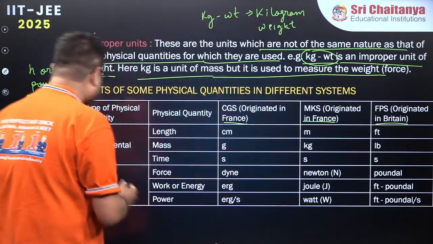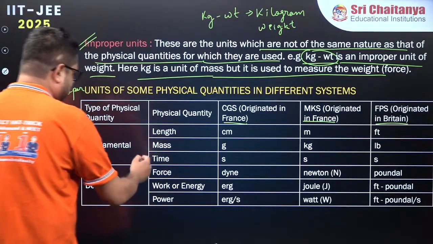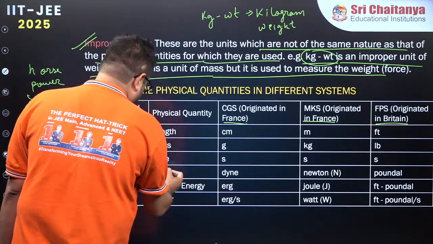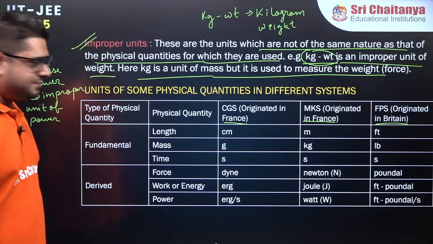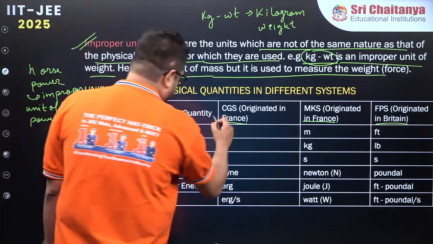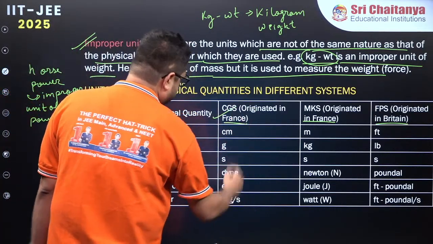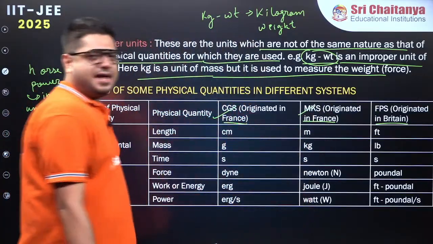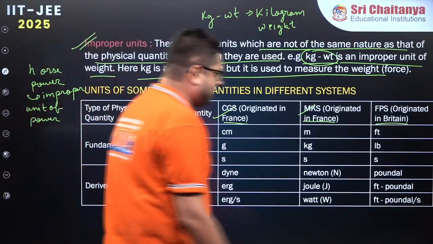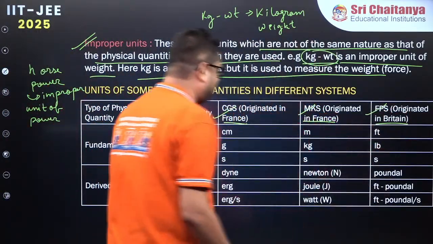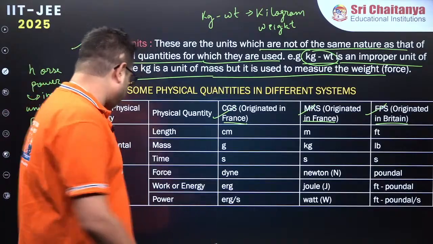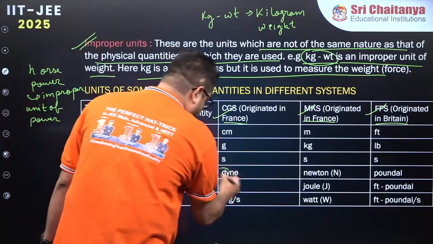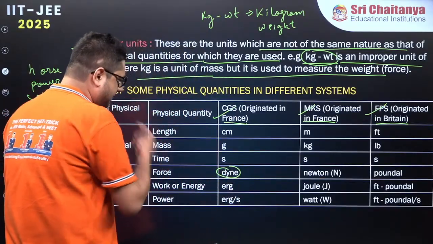So now in this case, what's being given? Fundamental: length, mass, time. Derived: force, work, energy, power. You can see these are the unit representations in CGS, these are the unit representations in MKS, and for FPS, these are the unit representations in FPS. I hope it's clear. So you can see that force will be measured in dynes in CGS. So you need to recall these values.